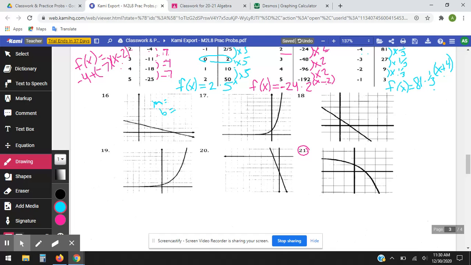Well, my b, it looks like, is right here. So that's positive 2. And my slope, if I'm looking at it, looks like I'm going over 3 and down 1. So that'd be a rise of 1 and a run of 3, and it's negative. So in y equals mx plus b form, it's negative 1/3 x plus 2.